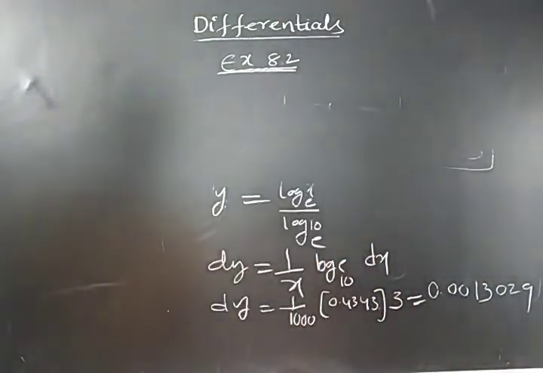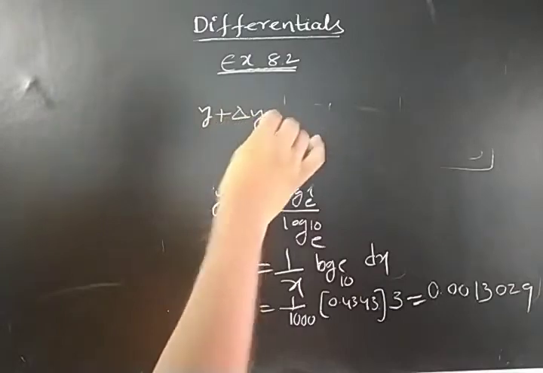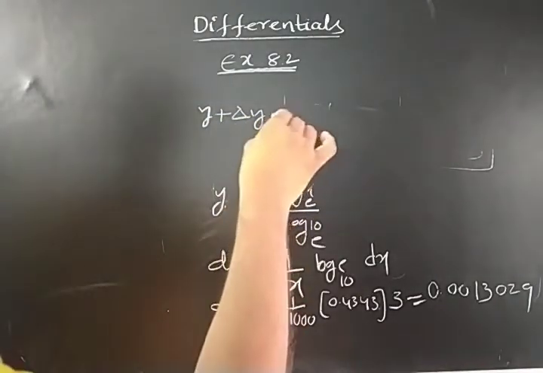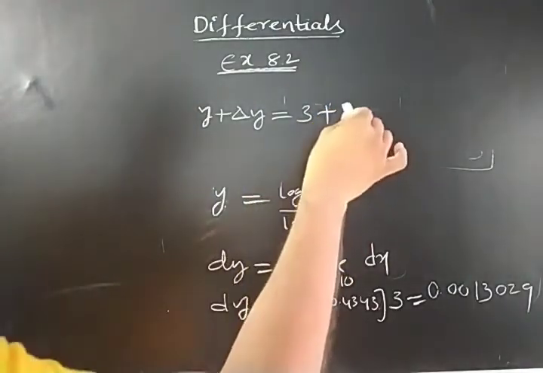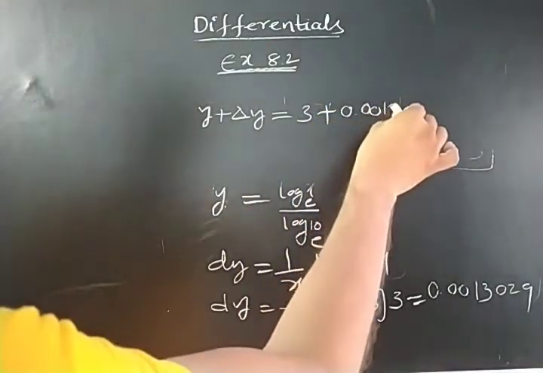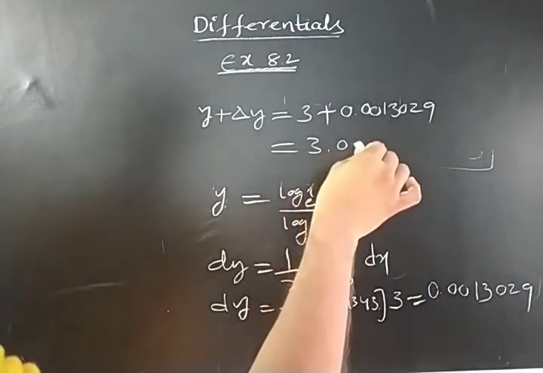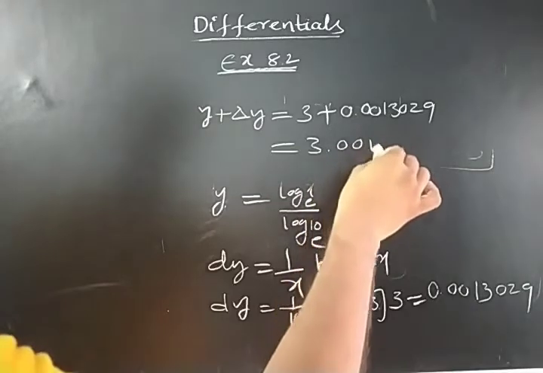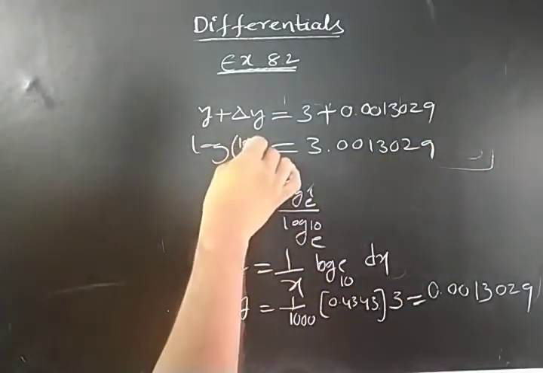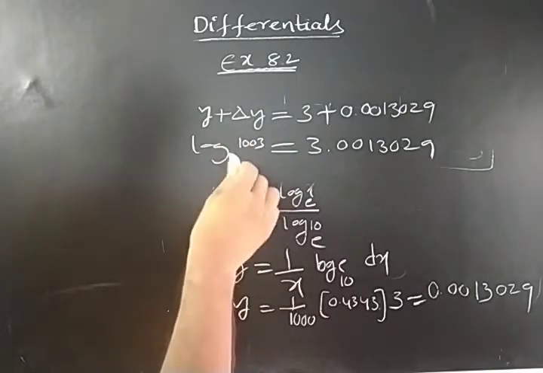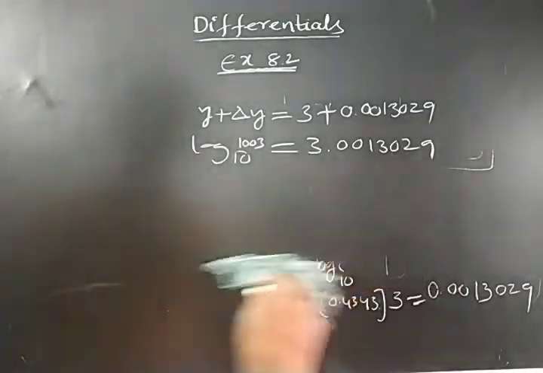Now I am finding y plus delta y. Therefore y plus delta y, change in y. Okay, y plus delta y is what? 3 plus delta y is 3 plus 0.0013029. So that will give 3.0013029, which is the value of log 1003 to the base 10. Okay, right. Now this is the fourth problem.